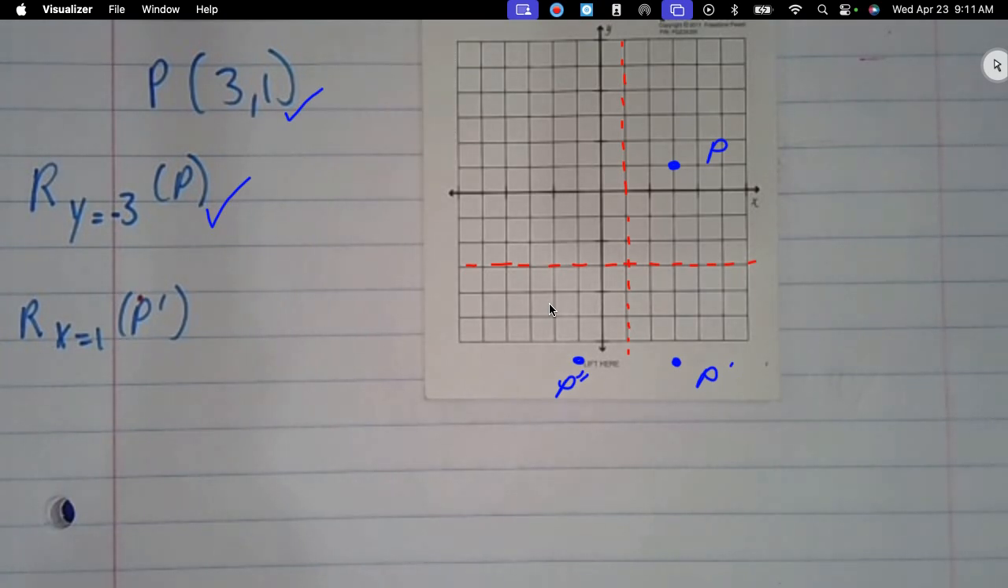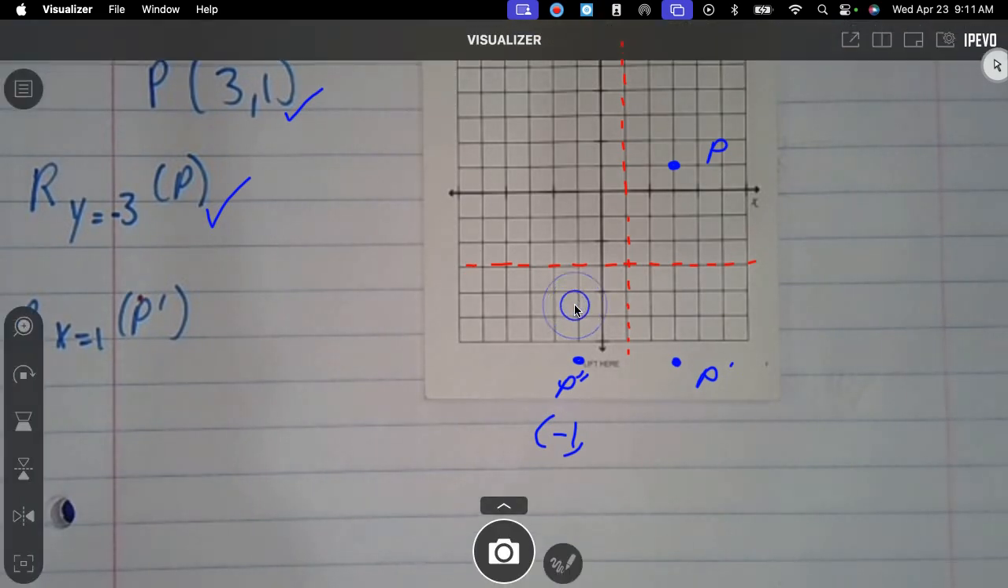So if it wants your ordered pair, it might use the word vertices if it's a triangle. But what's your new ordered pair? Where's that at? Well, if I start here, I'm left 1 and then down 1, 2, 3, 4, 5, 6, 7. Everybody good? Yeah? We're ready now?